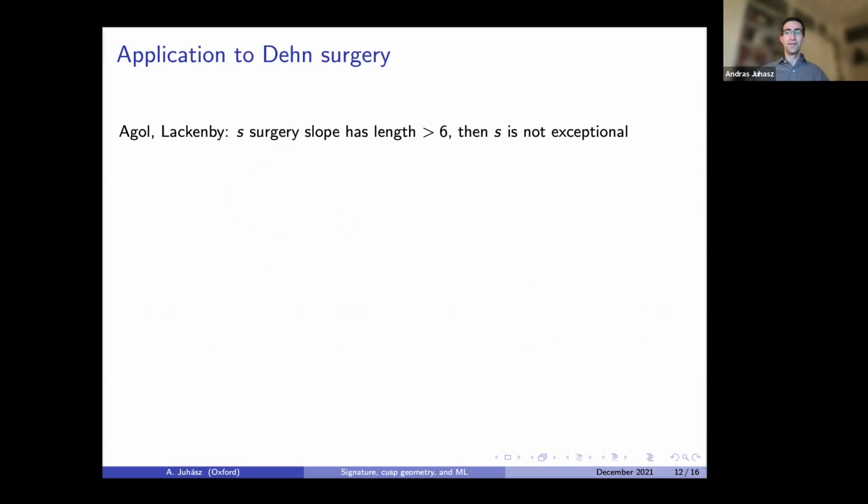So this theorem has some simple applications. Ian Agol, and independently Marc Lackenby, showed that if S is a surgery slope for a knot that has length greater than 6, then S is not an exceptional slope, which means that the filling or the surgery with this slope gives you a hyperbolic 3-manifold.